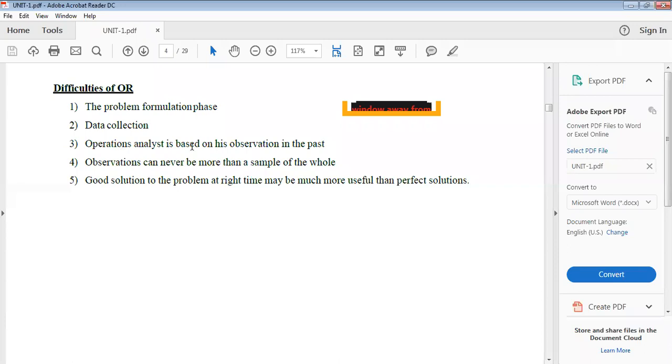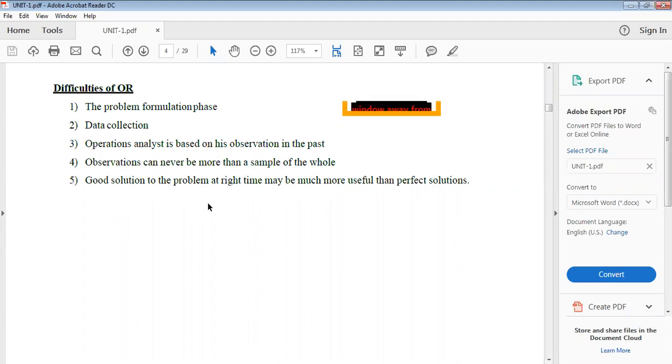The operations analyst is based on his observation in the plant. The factory is going to run on its own as decided earlier. There may be losses after some time, or a nominal production in the particular line even though there is a large investment. So the operations analyst will go into the factory and analyze based on his observations. Observations can never be more than a sample of the whole. It is not the entire thing, it is a sample.